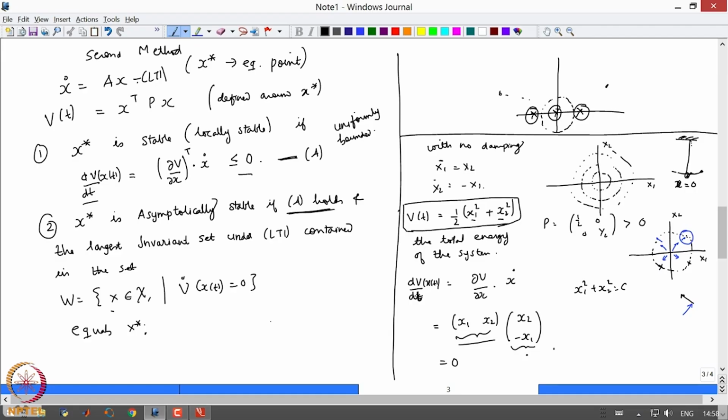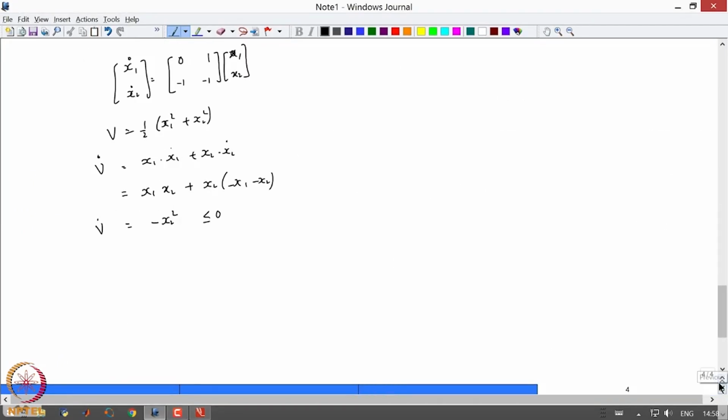Now, why is this step here important? So, what am I looking at? I am looking at the largest invariant set such that V dot equals 0. What does it mean by V dot being equal to 0? V dot being equal to 0 implies I am looking at x2 being equal to 0.